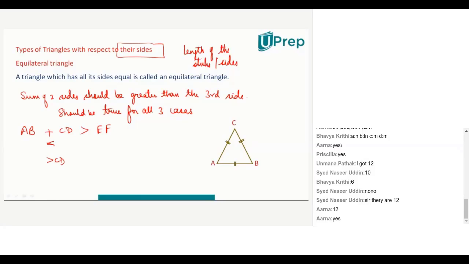Am I right, Unmana? Now, in addition to this, there is another condition which says that the difference of two sides should be less than the third side. There is something more to this also.